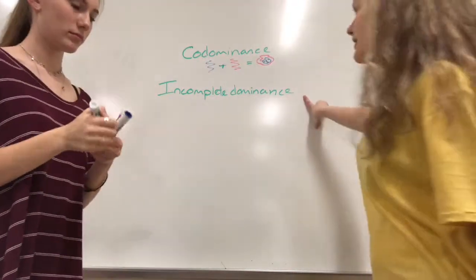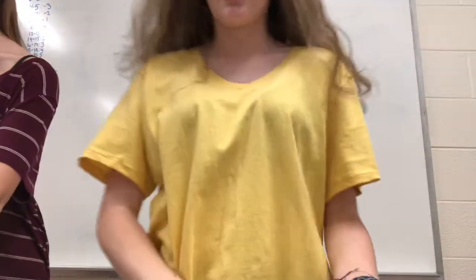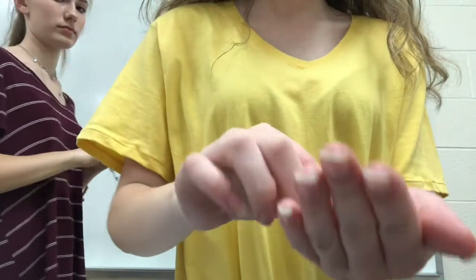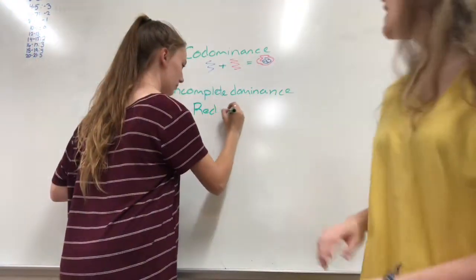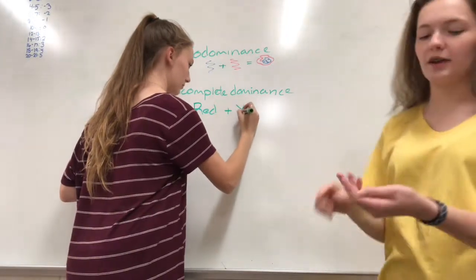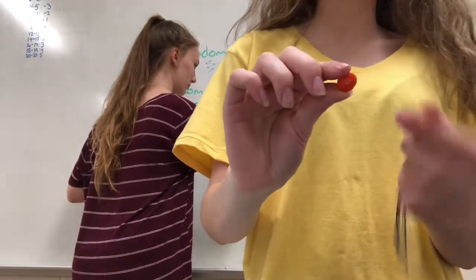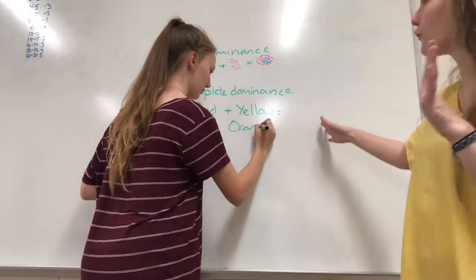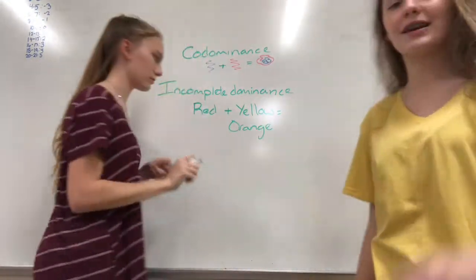And then next is incomplete dominance. So now I have M&Ms here to show you what it means. So we have a red parent and we have a yellow parent, and they mate to make an orange offspring. And that means incomplete dominance because they mix together to create orange, so neither one is dominant enough to show over the red or yellow.